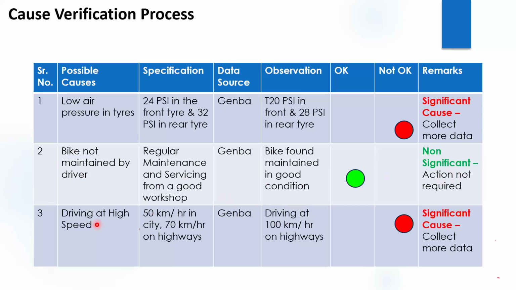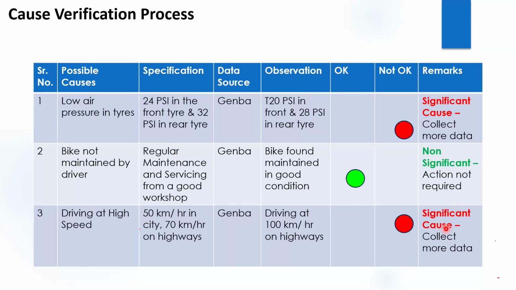Okay. Then driving at high speed. What is the specification for a good mileage? 50 kilometers per hour in city, 70 kilometers per hour on highways. Data source: Gemba. When I check that speed, the driver is driving at 100 kilometers per hour on highways. Oh, then it is against the specification. It is not okay. So it is a significant cause.